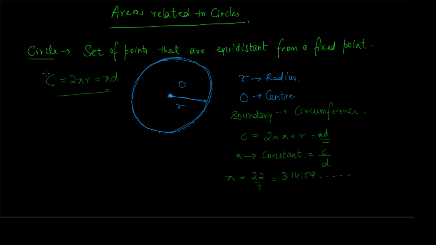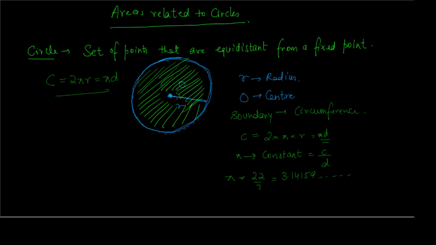Next comes the area. Now the area basically is the region which the circle actually encloses. So this region of the circle which it encloses, right, the region within the circle's boundary or circumference which it encloses, this region is what we call the area of the circle. Right, the region inside the circle which it encloses, this region is called the area of the circle. And there's a very direct formula for the area of the circle.